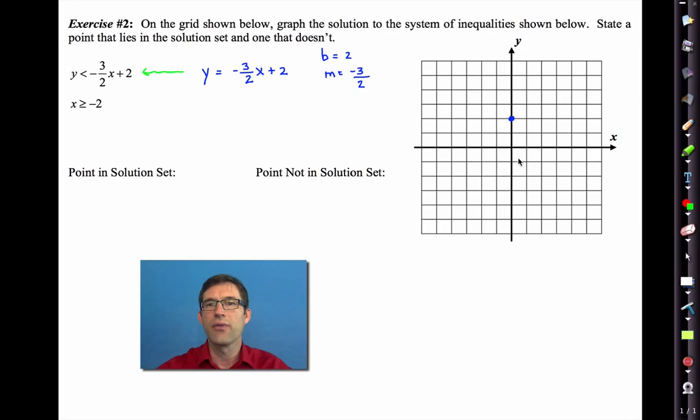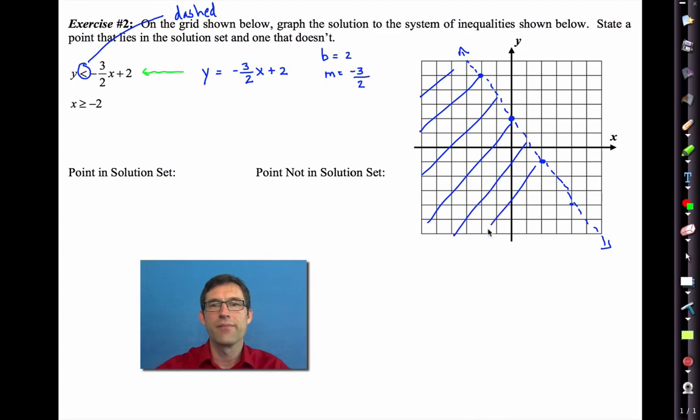I'll do that, go down 3 to the right 2, reverse it, go to the left 3, up 2. All right, should be dashed, because there is no equality there, so the points along that line are not included. The boundary points are not part of the solution. That's why we dash it. And then I think I'll do the shading right away. We're supposed to shade under it because it's less than. So any point in there, and I think I'll label the equation of the line. Y equals negative 3/2 x plus 2.